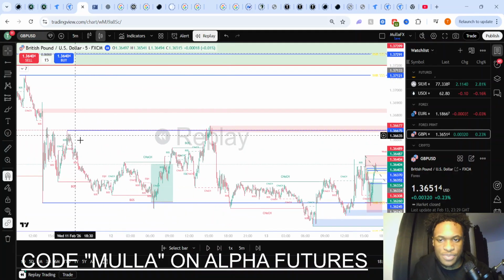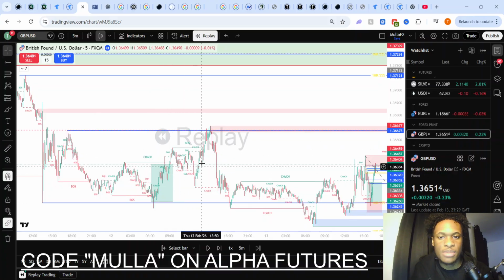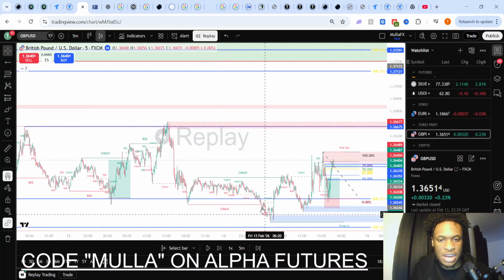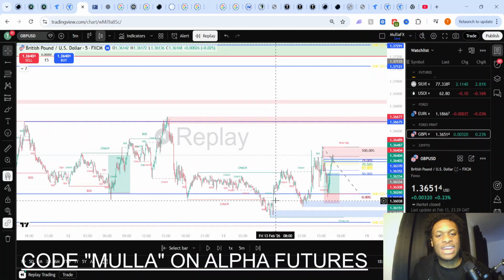But as you can see, it came down, swept that, came back up, then went up to here, swept that, came back down, and then it kept bouncing off this area. Of course, it went deeper this time and then came back up afterwards.